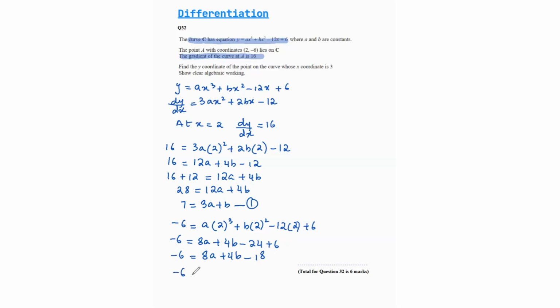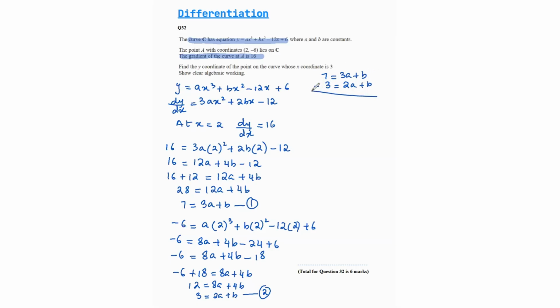So then -6 plus 18 equals 8A plus 4B, which is 12 equals 8A plus 4B, which can once again be simplified to 3 equals 2A plus B, which is our second equation. Now let's solve them simultaneously to find the value of A and B. So 7 equals 3A plus B and 3 equals 2A plus B. I'm going to use elimination method and eliminate B because B has the same coefficient in both the equations.